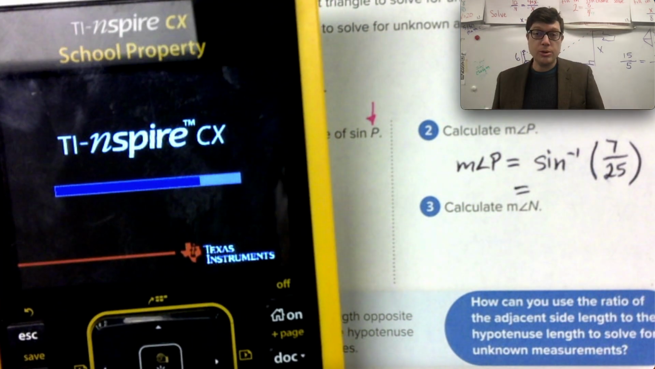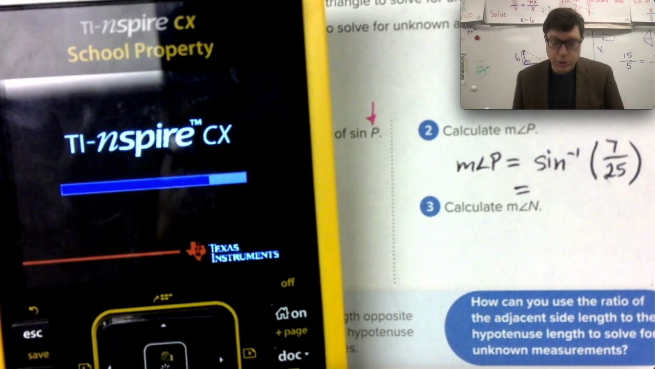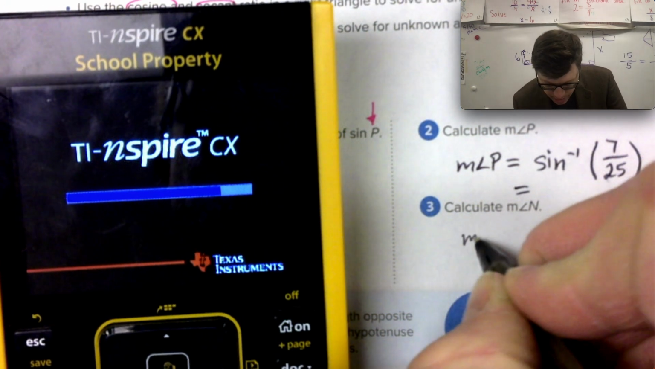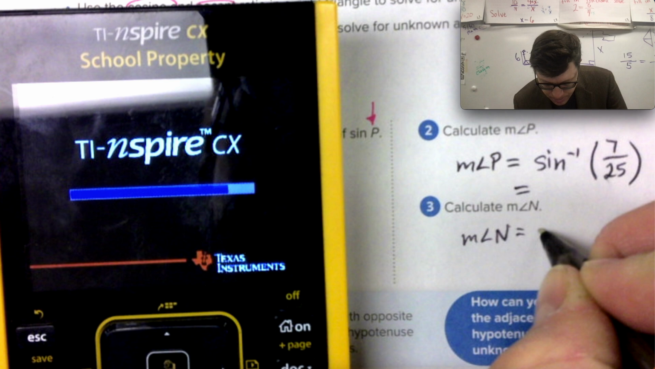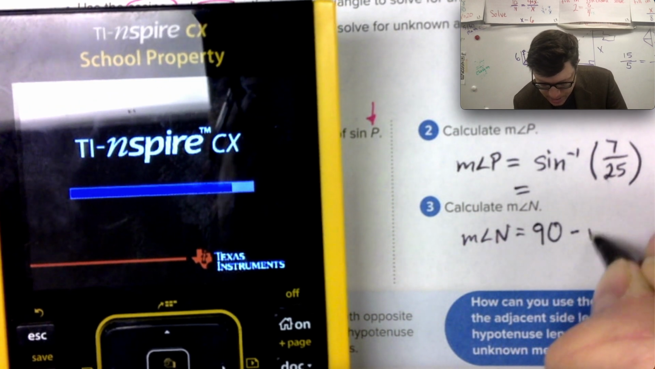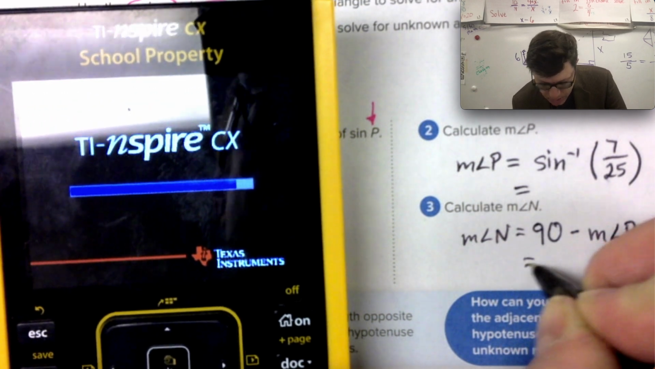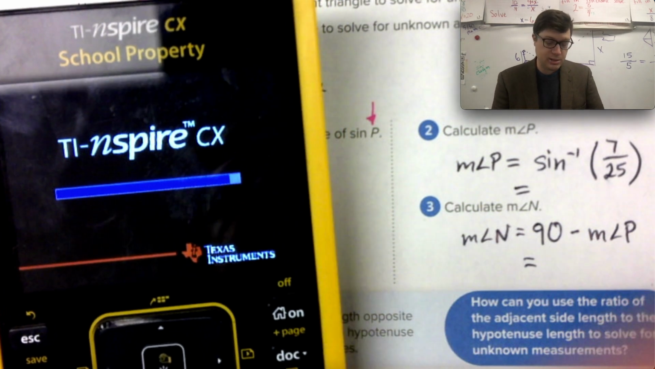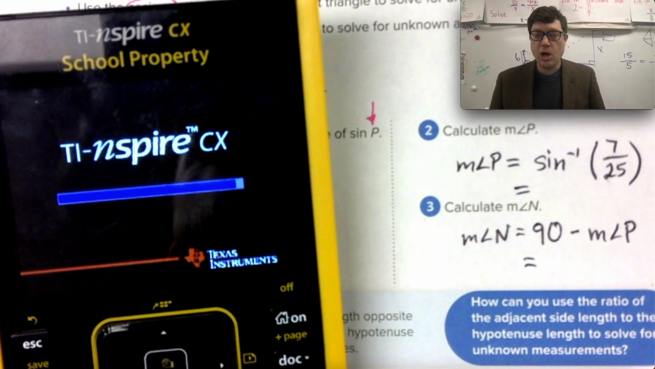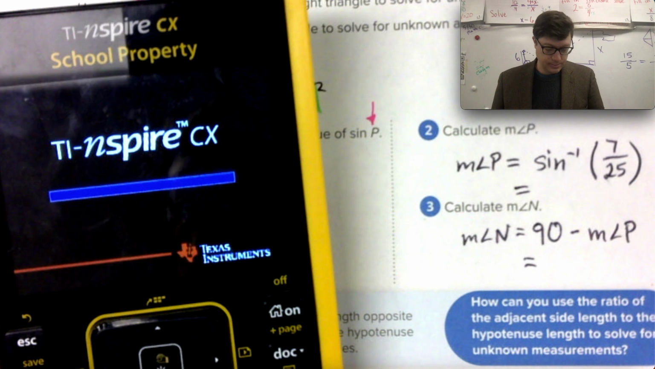Now, mind you, the last question, the measure of angle N, is going to be 90 minus the measure of angle P. So once I know what angle P is, when the calculator finishes loading, all I got to do is subtract.